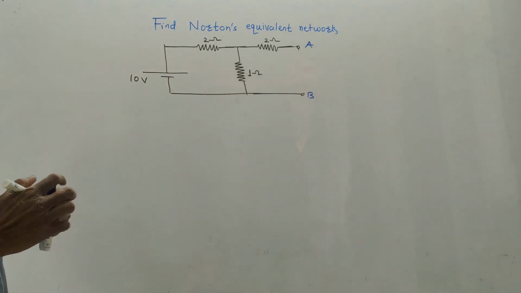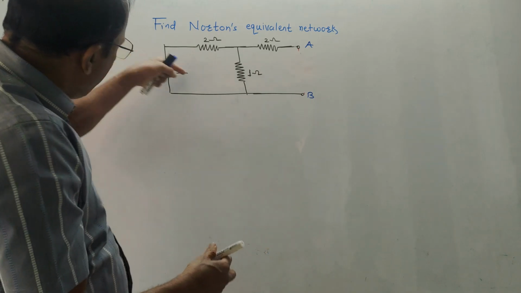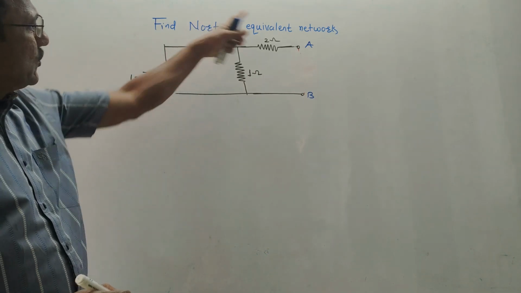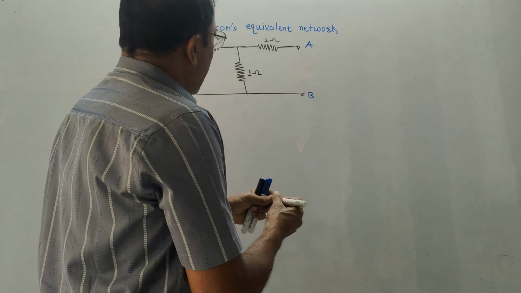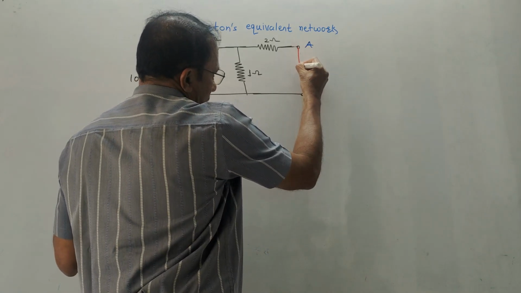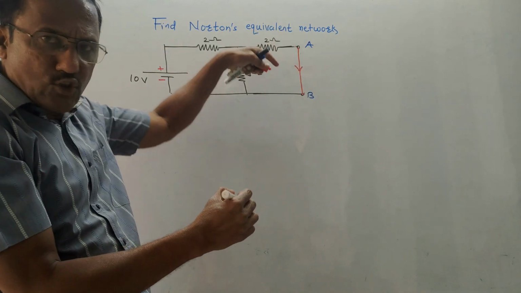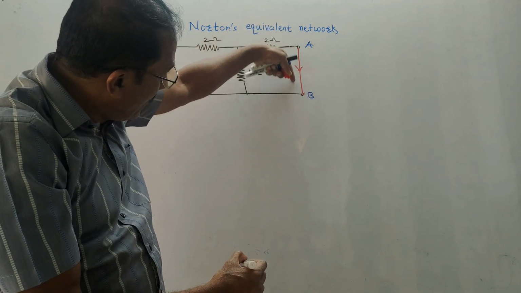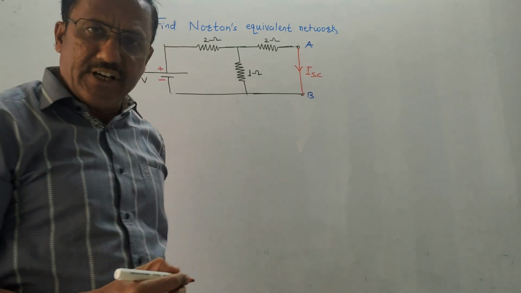Alright, now this is a 10 volt voltage source. In earlier videos we already discussed that the longer terminal indicates positive, the shorter terminal indicates negative. These three are three resistances. First step is to make a short circuit between points A and B. So I will connect one wire between these two points A and B. Short circuit means directly connecting one wire between two points A and B. Whatever current is flowing through this wire is denoted by ISC, the short circuit current.